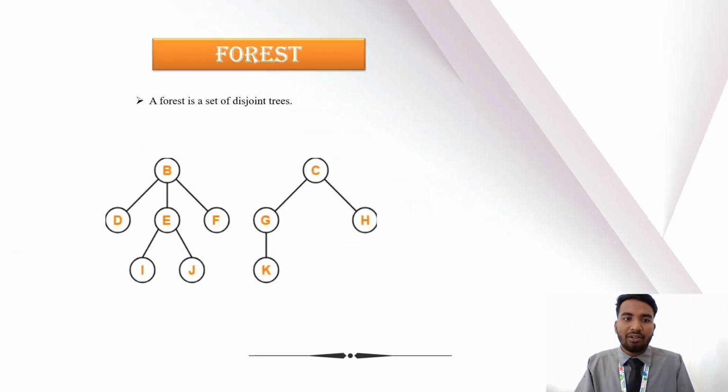And the last one is the forest. A forest is a set of disjoint trees. If we have more than one tree, then we call this a forest.